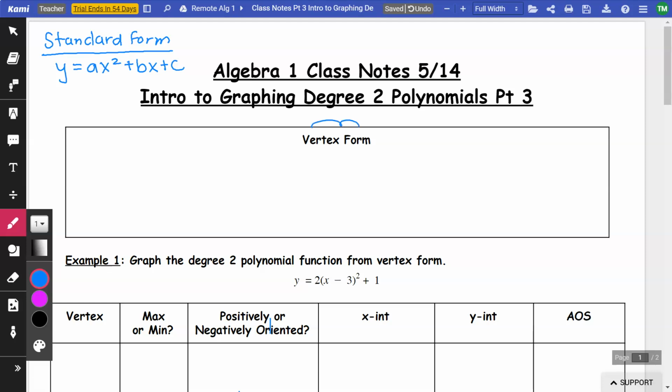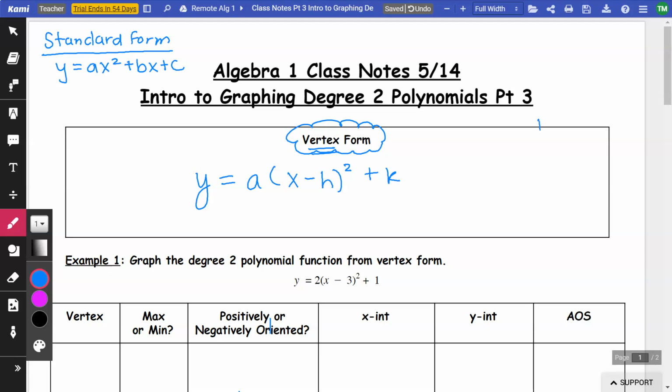Vertex form is just another way to write the equation. So instead of writing it in standard form, you can also write it in vertex form. And vertex form looks like y is equal to a times x minus h squared plus k. The reason why this is called vertex form is because the vertex of the parabola is in this equation.